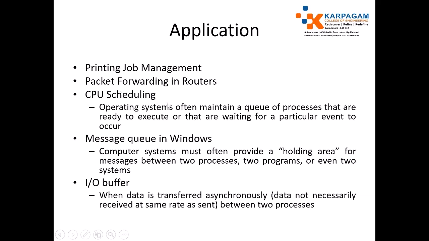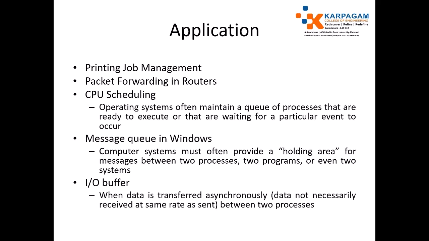Then CPU scheduling. The operating system has a scheduling functionality. It maintains a queue of processes that are ready to execute or waiting for an event to occur, which follows the queue concept. For example, first in, first out: the first loaded data or application in the operating system may be executed first. So CPU scheduling happens with the help of queue only.